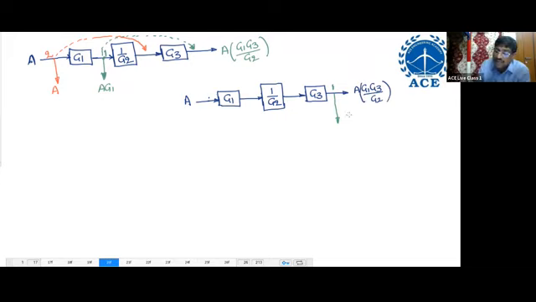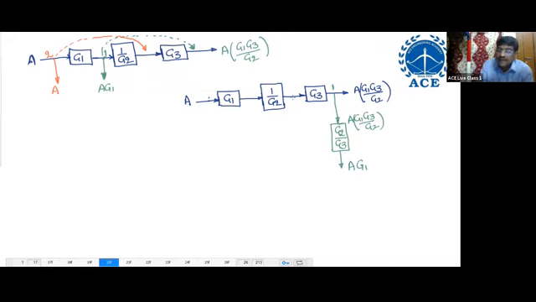What is the output? Take a point, output you are getting. Same thing. A G1 G3 by G2 we are getting. But what do you want here? A G1 only I want. That means we should add a block gain here such that I should get the output A G1. That means what I have to add? G2 by G3, so that G2 by G3 is getting cancelled. G2, G2 cancel, G3, G3 cancel. Then I'll get A G1. Very simple.